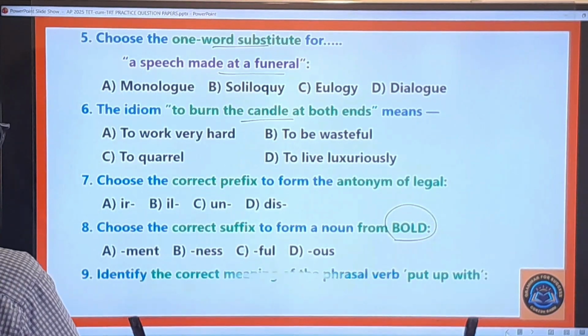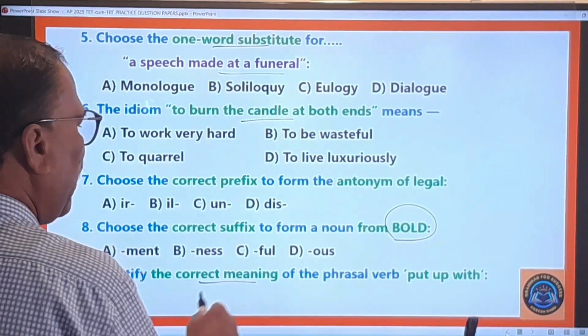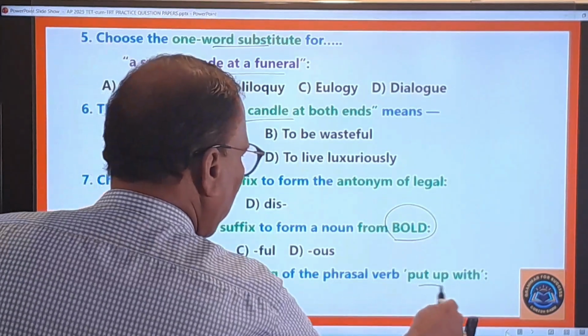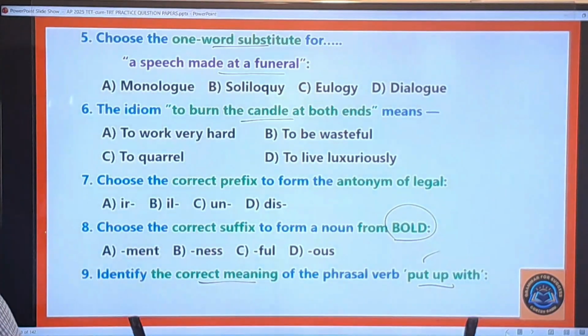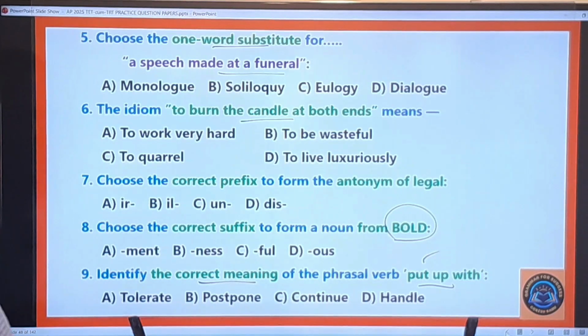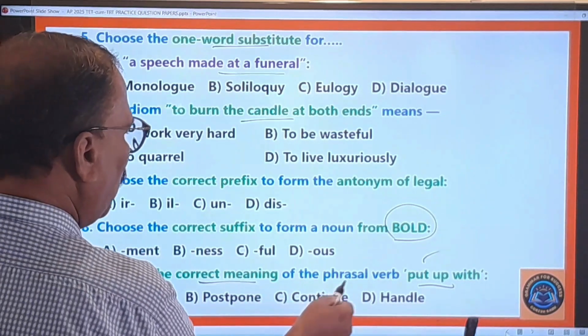You go to the ninth question. Identify the correct meaning of the phrasal verb put up with. Very interesting. What is the meaning of this phrasal verb put up with? Here are given options: tolerate, postpone, continue, handle.